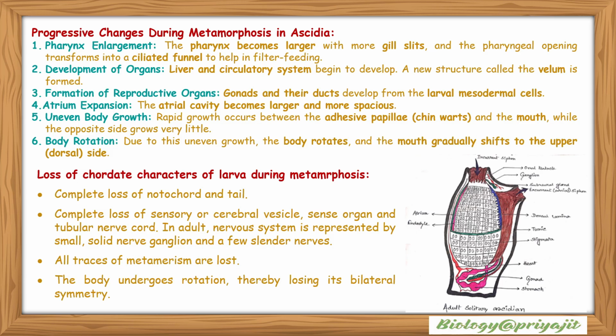Now we'll study the loss of chordate features during larval metamorphosis in Ascidia. The first character is the complete loss of notochord and tail. Second is the complete loss of sensory or cerebral vesicle, sense organs, and tubular nerve cord in the adult. The nervous system is represented by a small solid nerve ganglion and a few slender nerves. Body rotation results in the loss of bilateral symmetry.